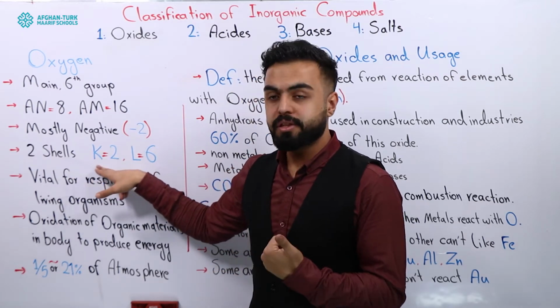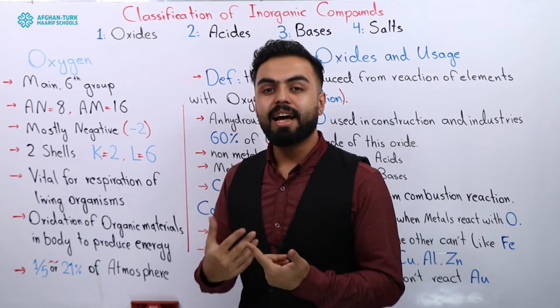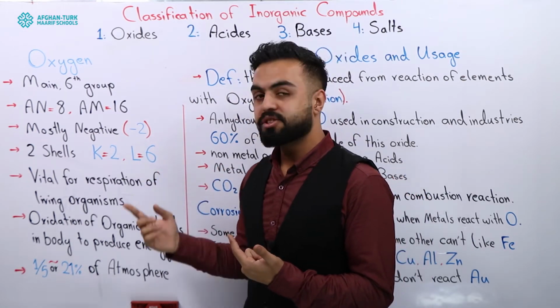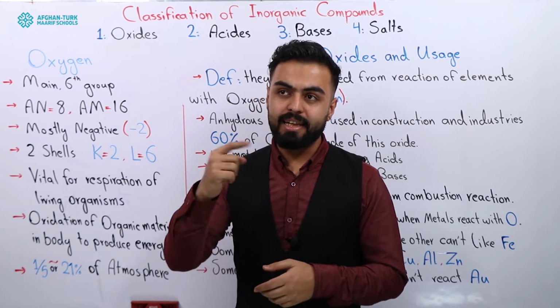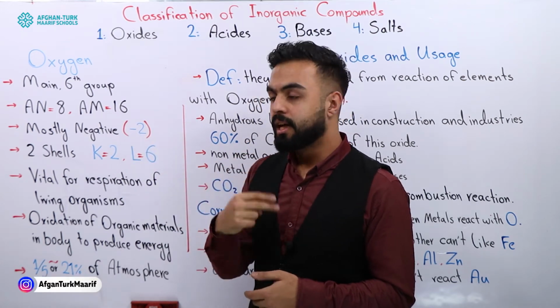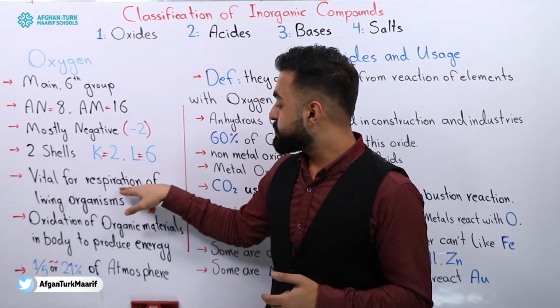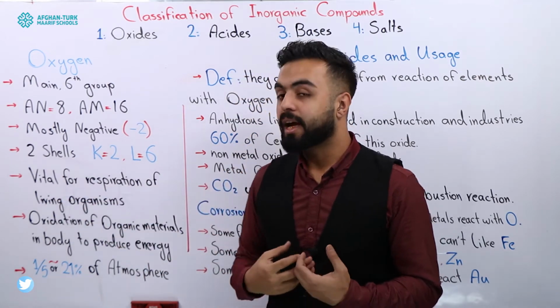It has 2 shells. The first shell, which is K, has 2 electrons, and the second one, which is L, has 6 electrons. So the last shell has 6 electrons and it needs 2 more electrons. That's why it gets mostly a charge of -2.